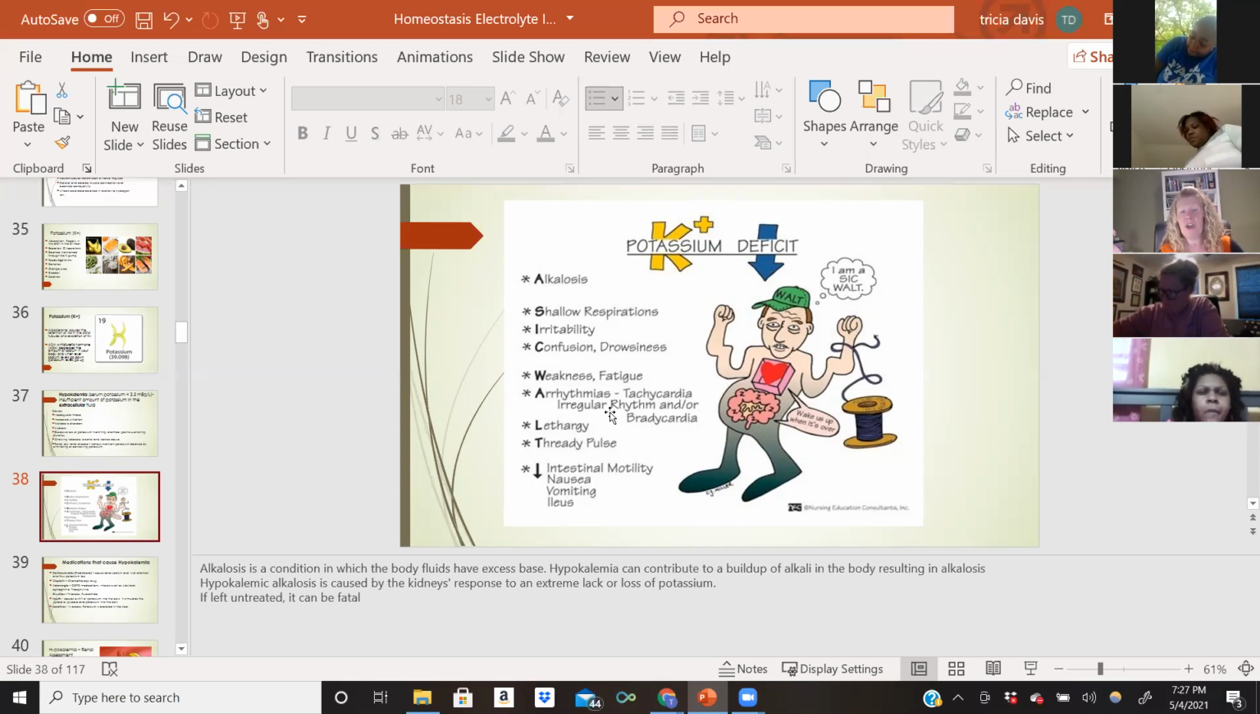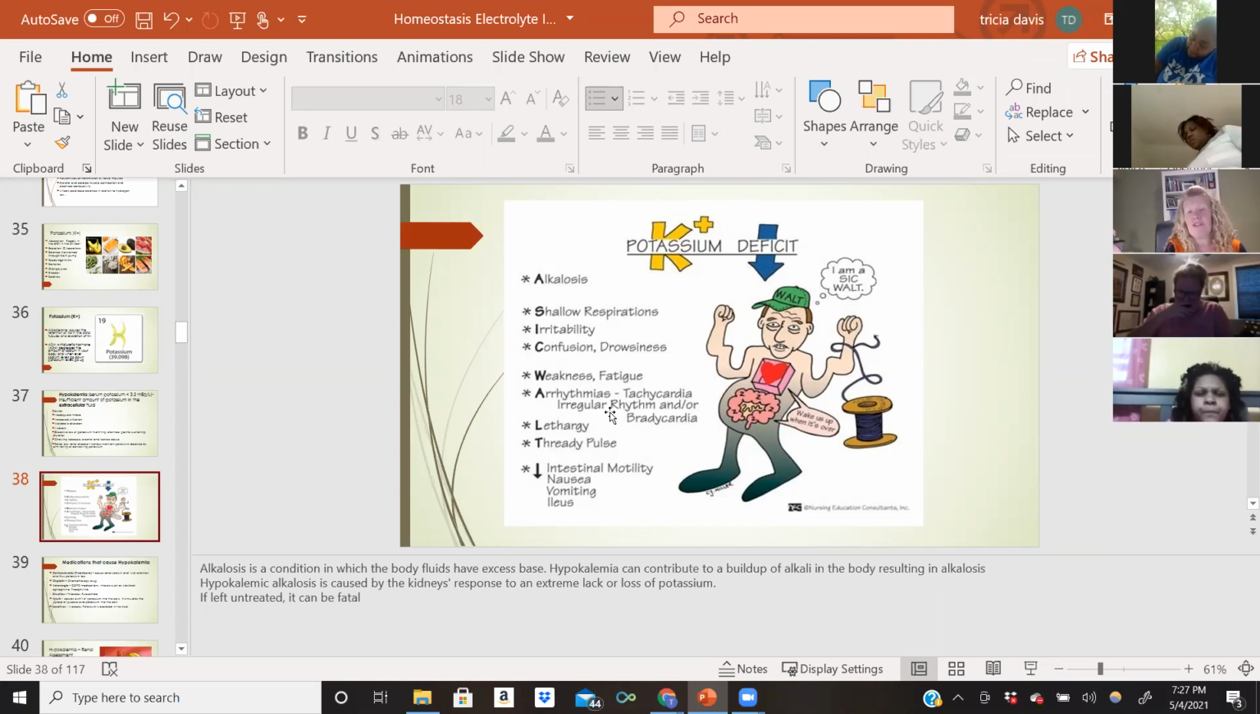So that's where we're going to see arrhythmias. The heart might not pump like it's supposed to. It might pump too fast. It might pump too slow. It might have an irregular rhythm. Okay, so as soon as you think potassium, you should think arrhythmias, and your patients are going to need to be on heart monitors. They might be lethargic.